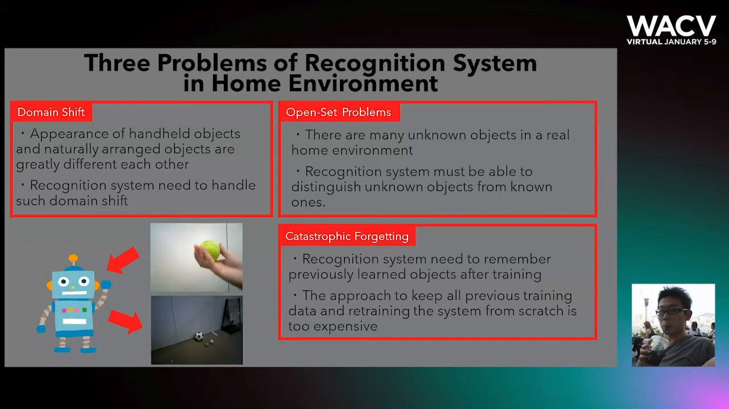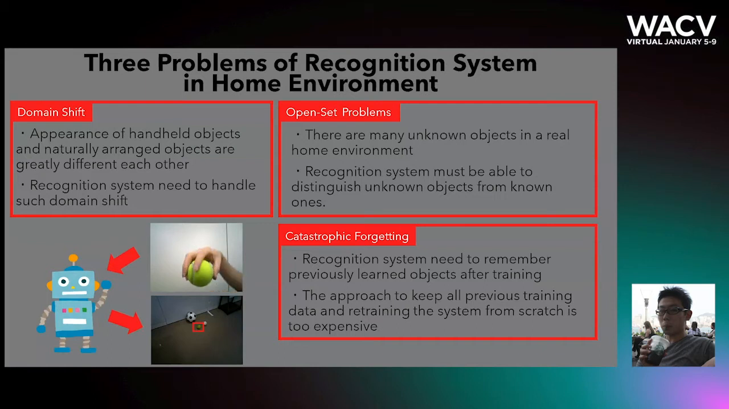First, the domain shift problem. It is difficult and not realistic for an end user to do annotation for training, such as putting bounding boxes. An easier way of teaching a robot would be to show an object one by one in front of its eye camera. However, this means that a huge domain shift occurs between the image of a handheld object and a naturally arranged object.